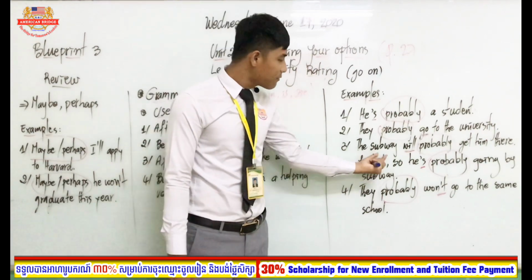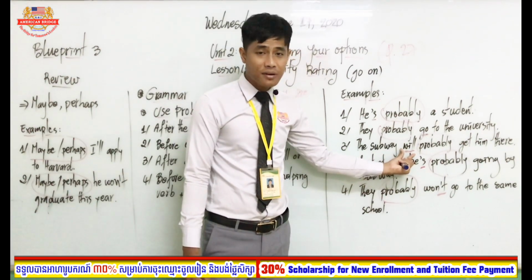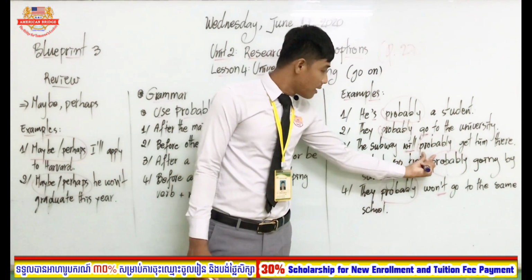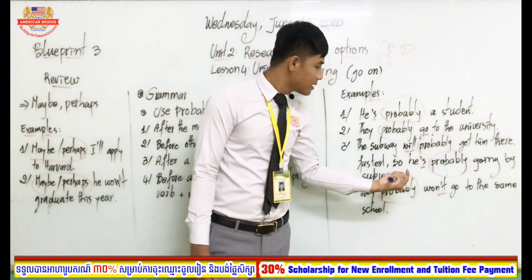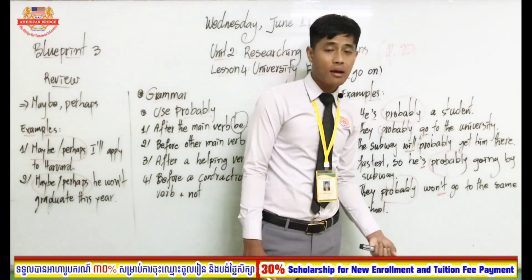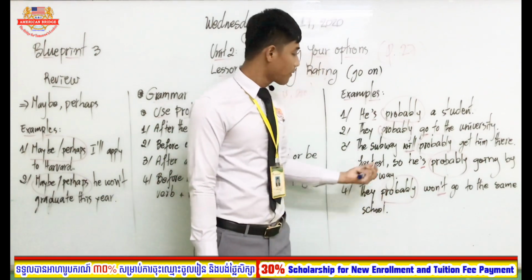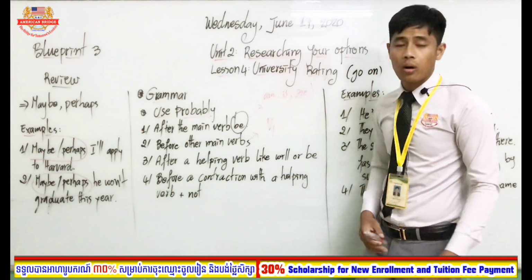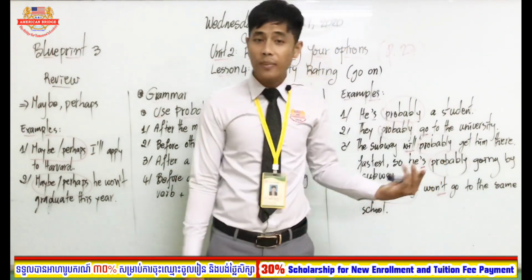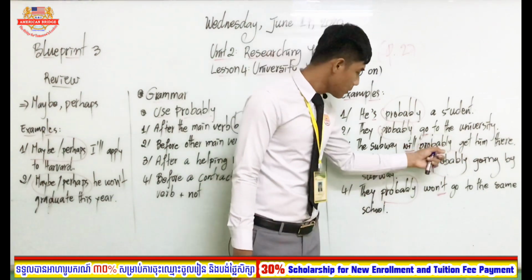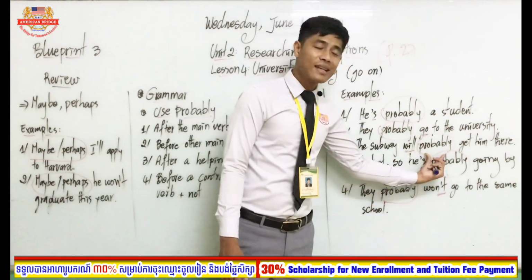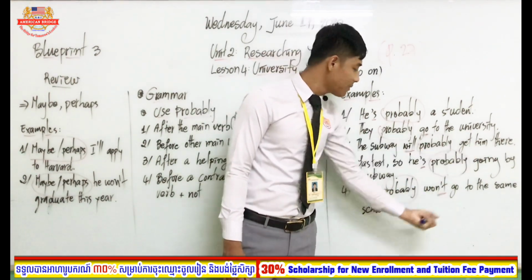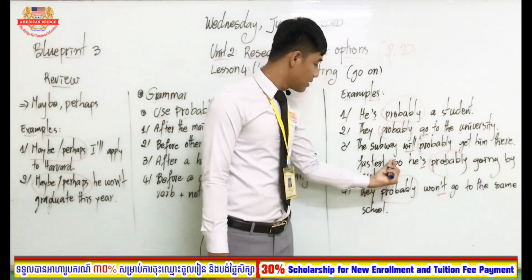Number 3, the subway will probably get him there fastest. Will is the helping verb, right? And a modal verb also. So we put probably after a helping verb, like will or be, also do, also may, might, right? So we use probably in this place. Again, the subway will probably get him there fastest.